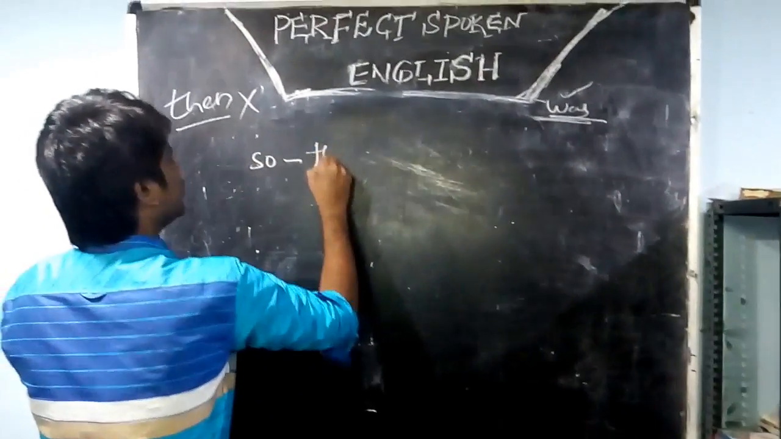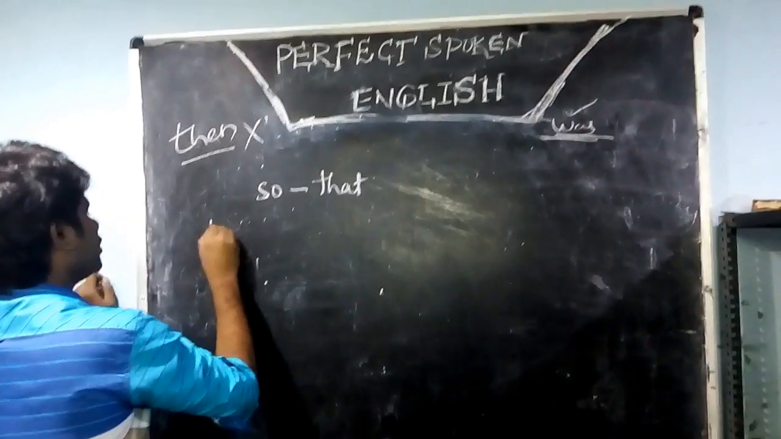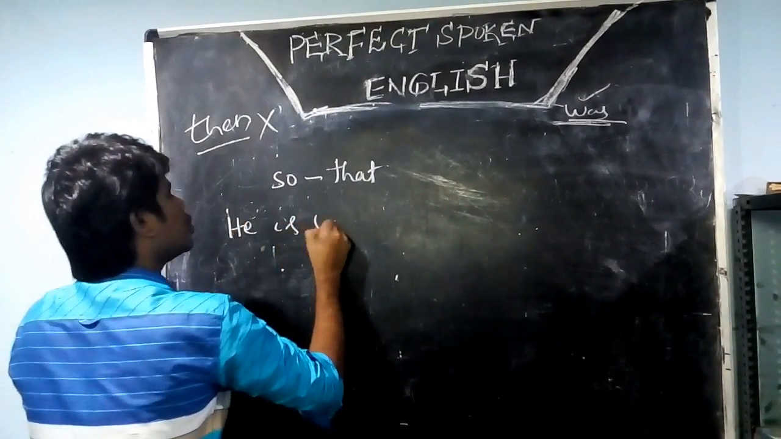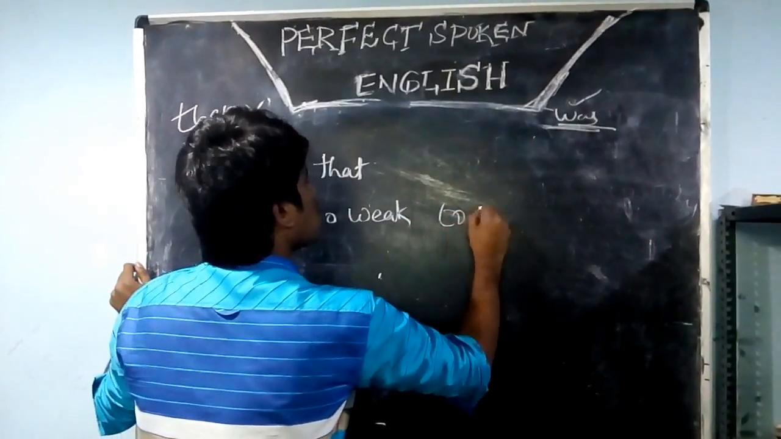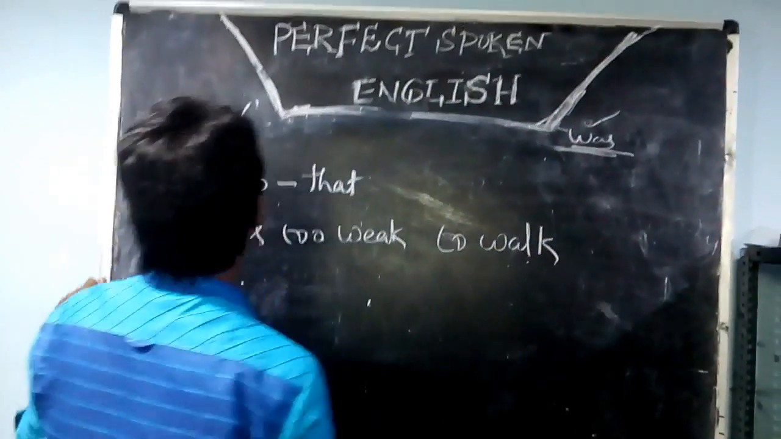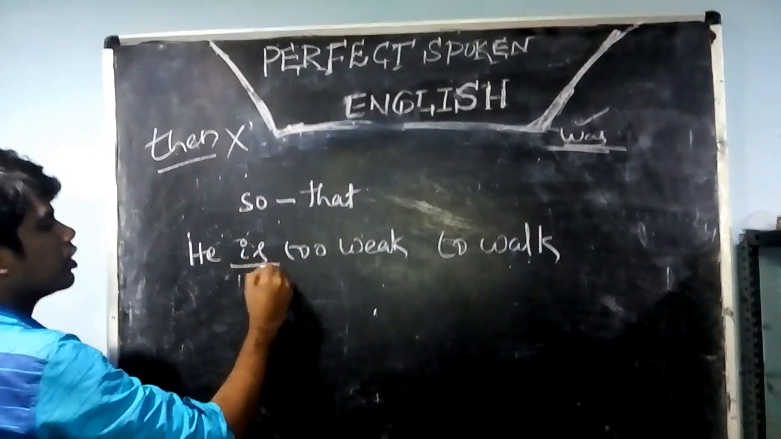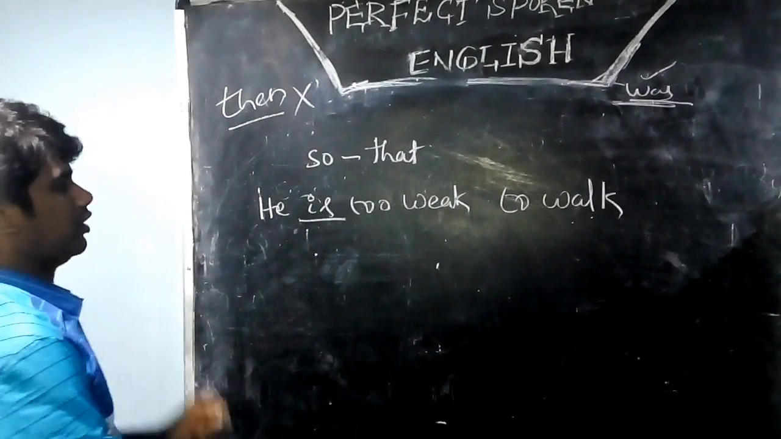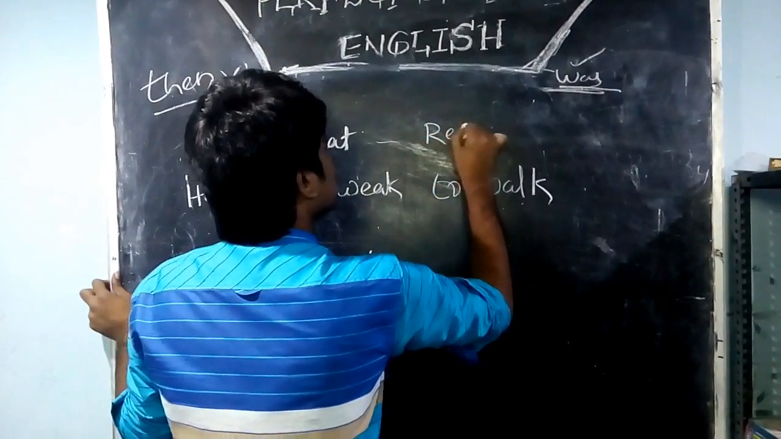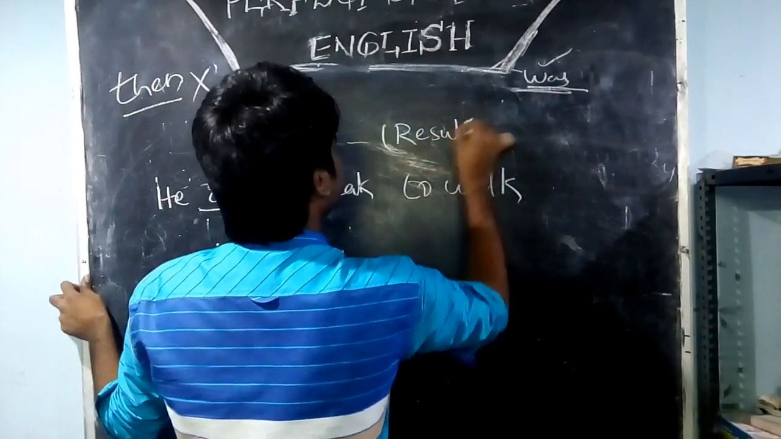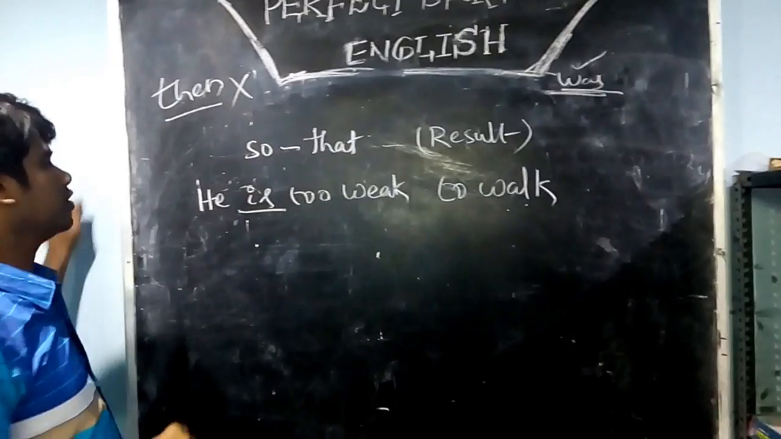So that he is too weak to walk. Actually, the helping verb is in the simple present. So here, "so that" is revealing the result. It is revealing about the result.